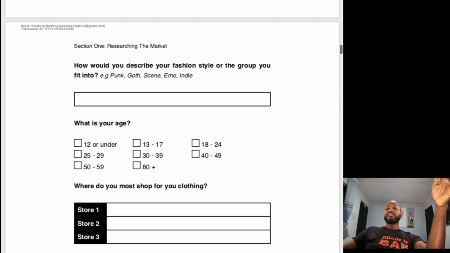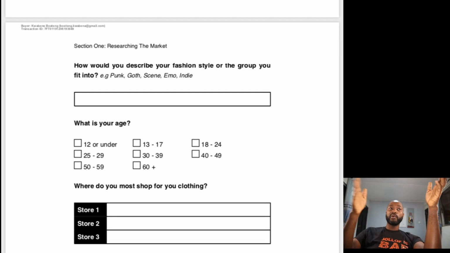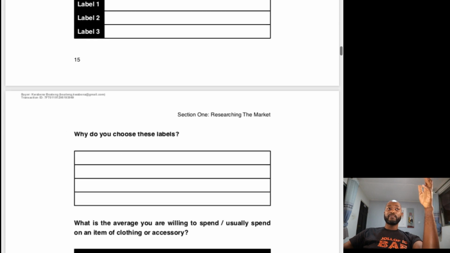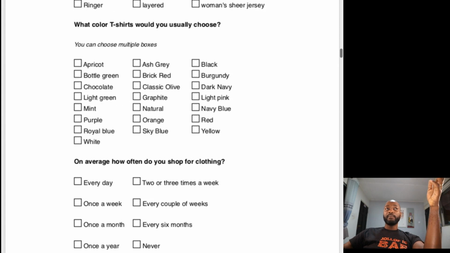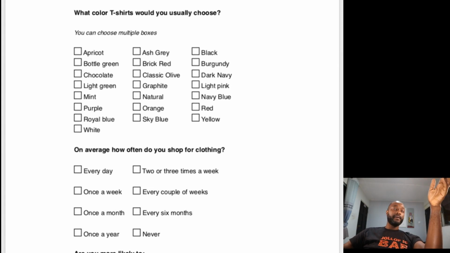It's like you ask the question: what are the ages, where do they shop, how much do they spend when they shop, how often do they buy, what kind of things do they buy, what's the disposable income, what kind of colors do they buy, how often do they shop.